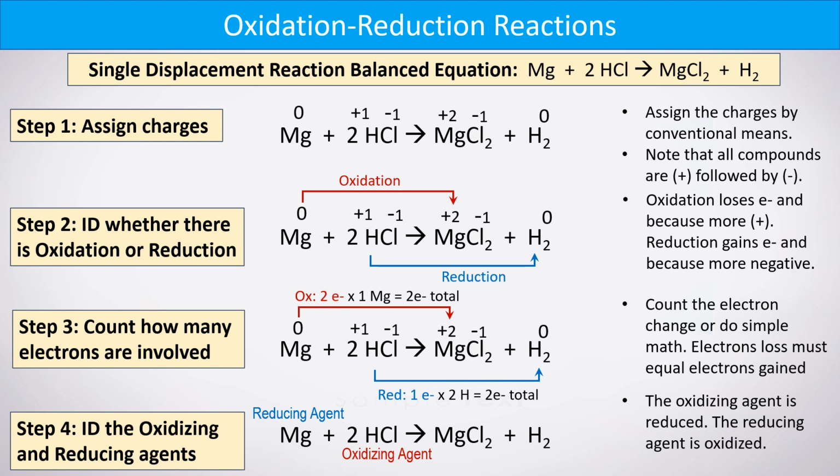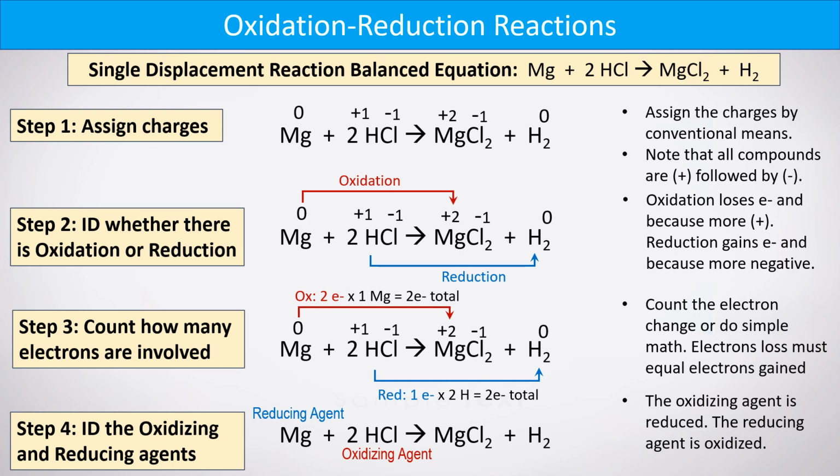In this case, we have a single displacement reaction that's already been balanced. Magnesium plus HCl to give magnesium chloride and hydrogen gas. Step one is to assign the charges. When you assign the charges, you do it by conventional means. Note that all compounds start with a positive charge on the left side and a negative charge on the right.